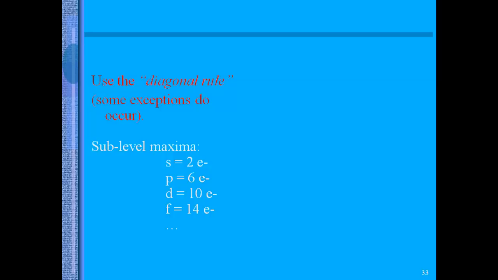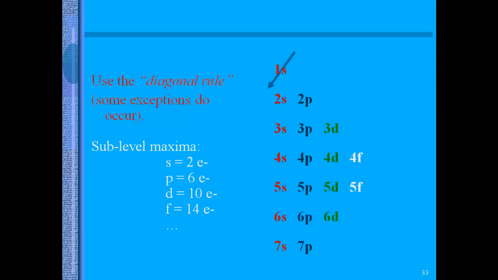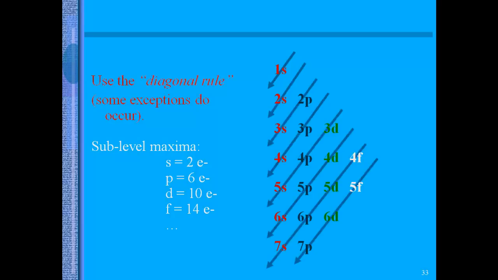You can use the diagonal rule with our chart, but you do need to know that there's some exceptions that exist. If we have our chart in this form, you fill the lowest energy level first. So you'll follow the arrows tail to tip, tail to tip, tail to tip all the way through. Remember that each sublevel will have a maximum number of electrons. S will have 2, P will have 6, D will have 10, and F will have 14.